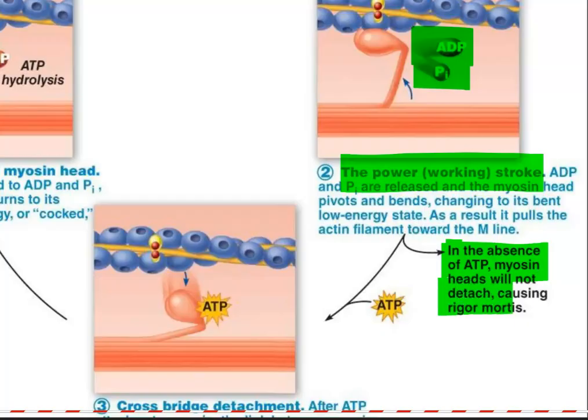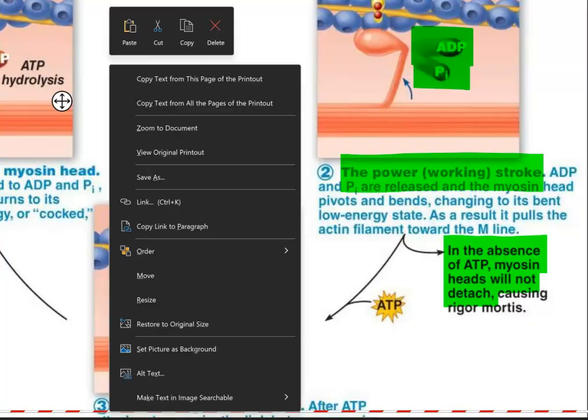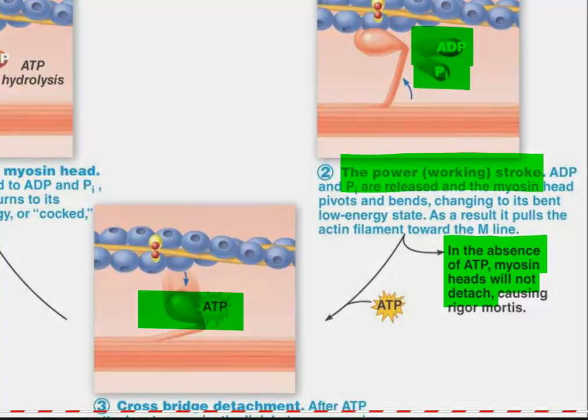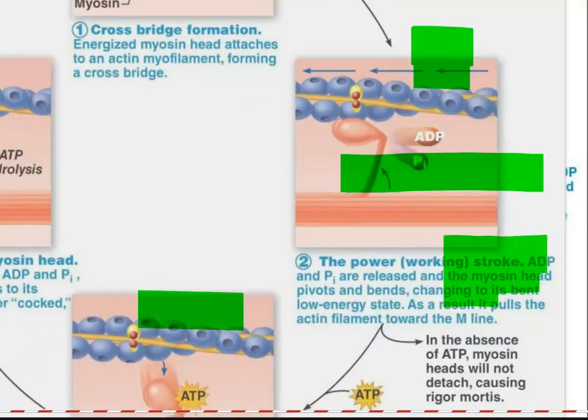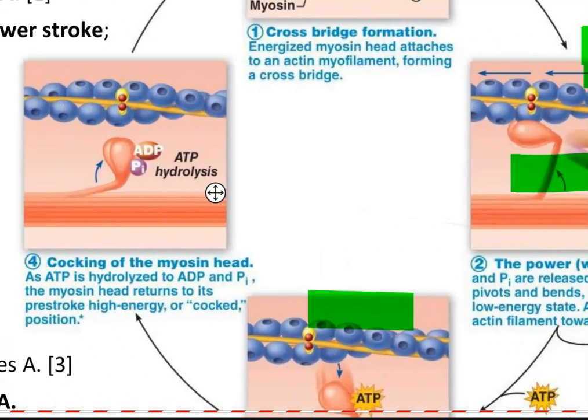Without ATP, myosin heads will not detach, which means we're going to get to rigor mortis, don't worry, which means we need to give them ATP. Once ATP binds to the myosin, the head separates from actin. The next step is the breakdown of ATP.